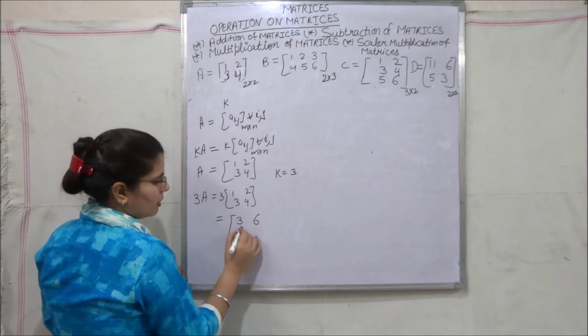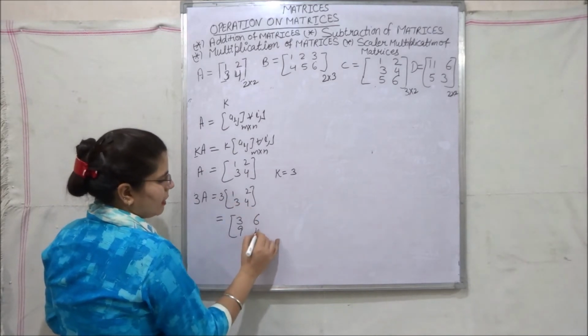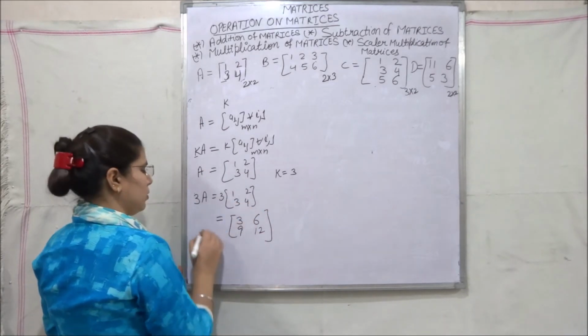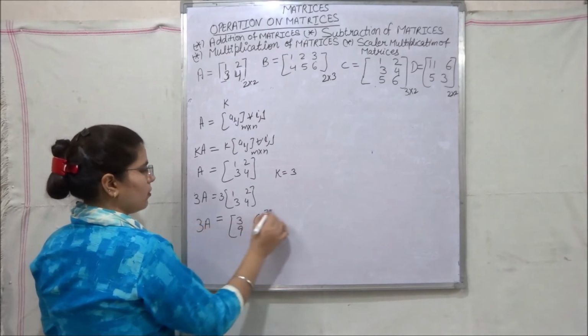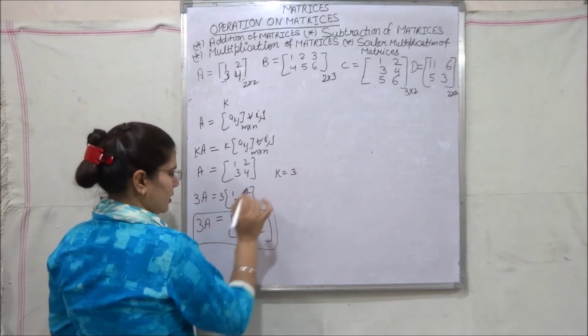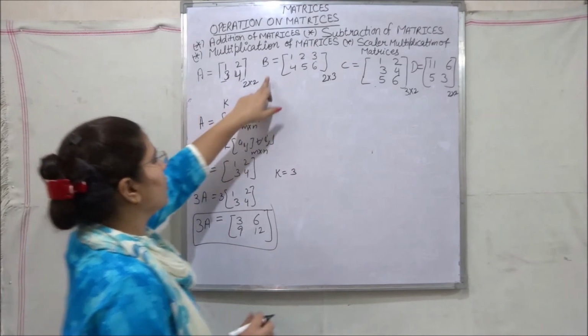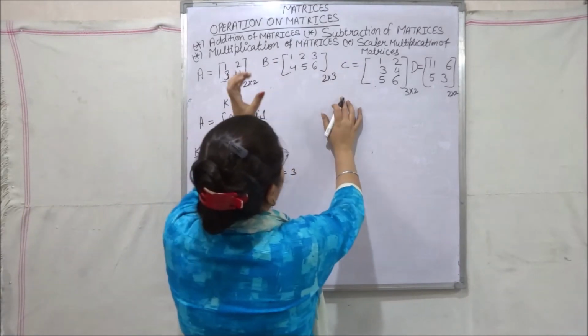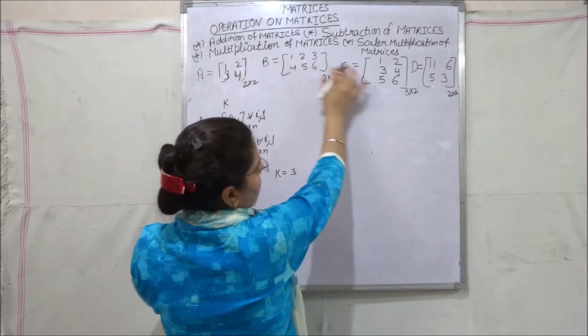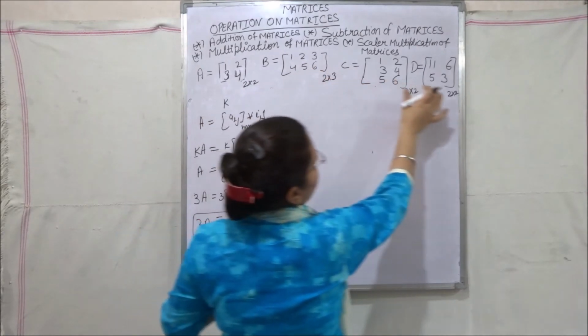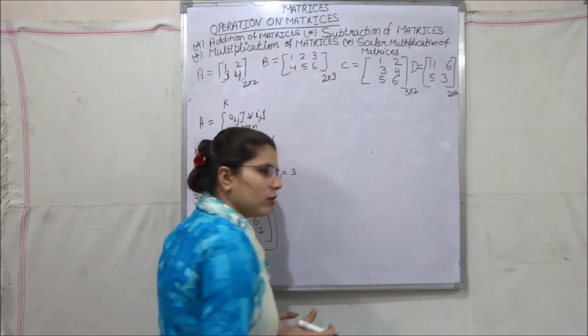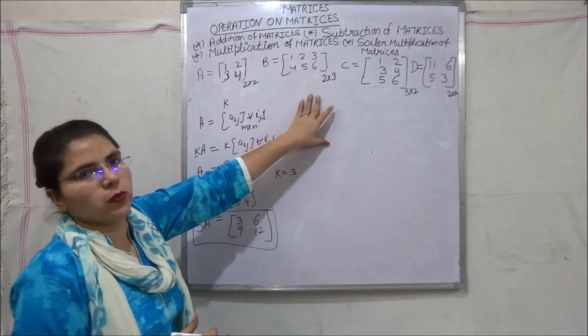3 multiplied by 3 will be 9. 3 will be multiplied by 4. It will be 12. So scalar multiplication of this will be done. In a similar way, any scalar will be multiplied with the matrices B, C and D, and we get the product of the two.